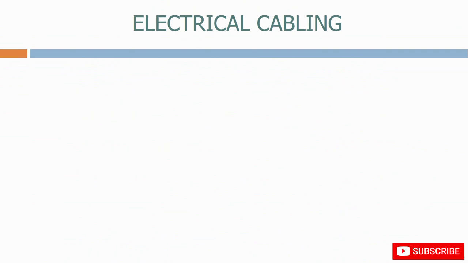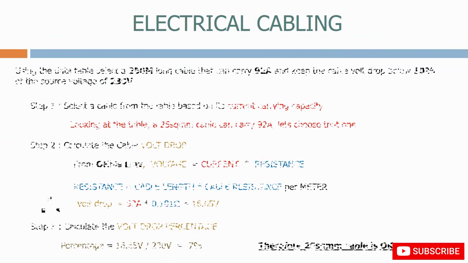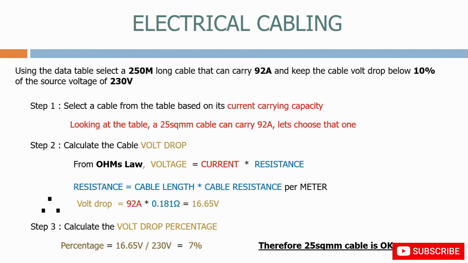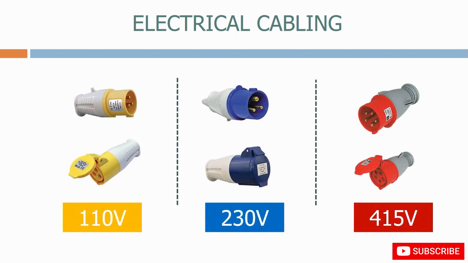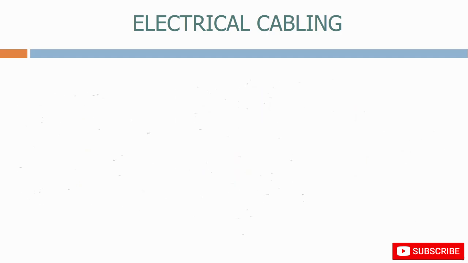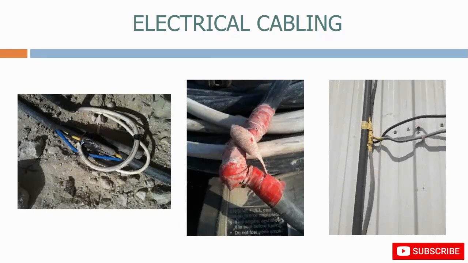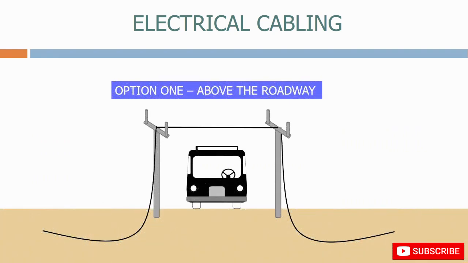In the next section, we look at electrical cabling. We start by seeing how we size an electrical cable, based on the current that it carries and the volt drop. We then look at how we install cables safely on site, and provide some examples of poor workmanship, before finally looking at the different options of how we take a cable across a roadway.